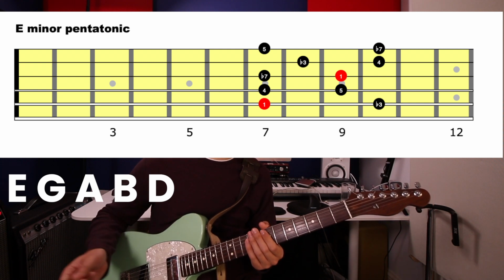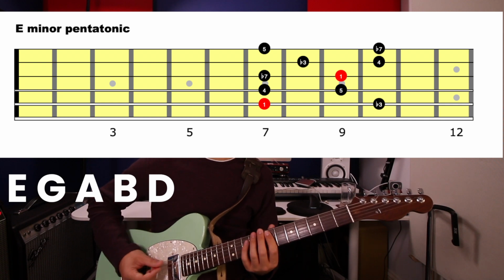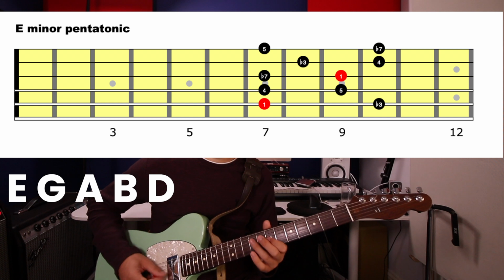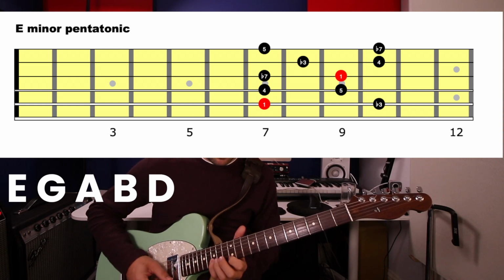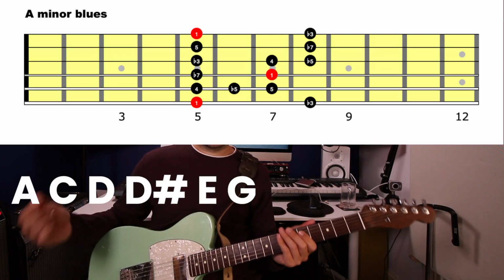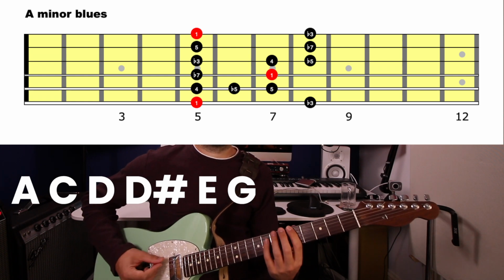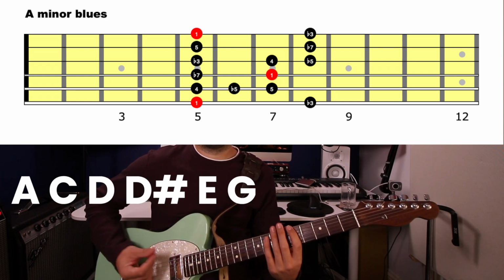The benefit of using another pentatonic is it will bring in other intervals. In this instance, the ninth. Also includes our keynote A. Blues scale would also be a great one. So take the pentatonic and add the flat five in, and you have.